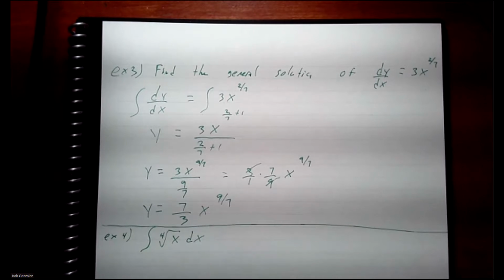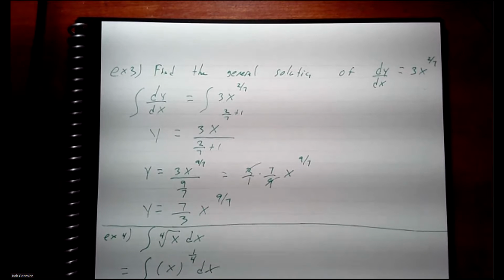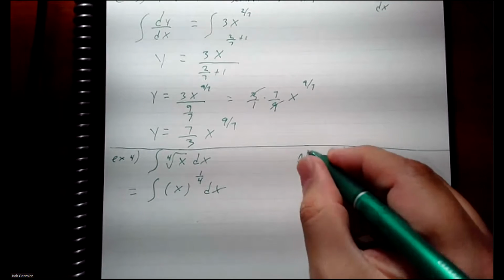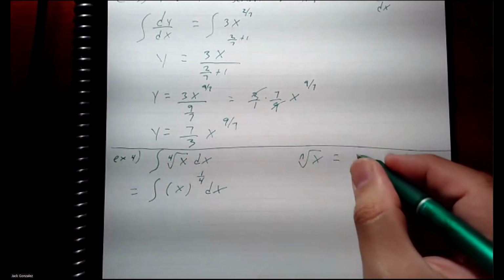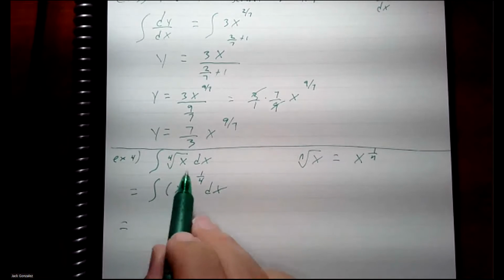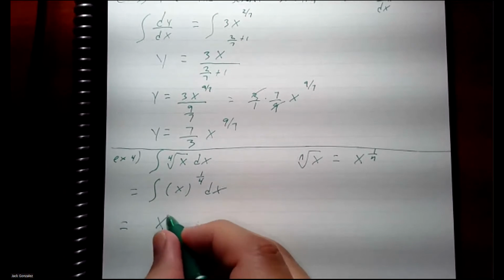Now the integral of the 4th root of x dx. That'll be equal to the integral of x to the 1/4 dx. So you got to change it to a power so you can apply the power rule. Remember, the nth root of x is equal to x to the 1 over n. So just in case you forgot, it's right there. The fourth root becomes a 1/4 power.